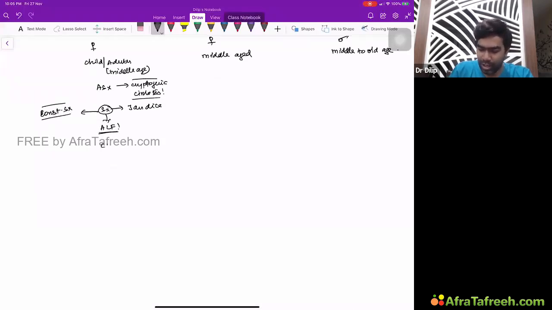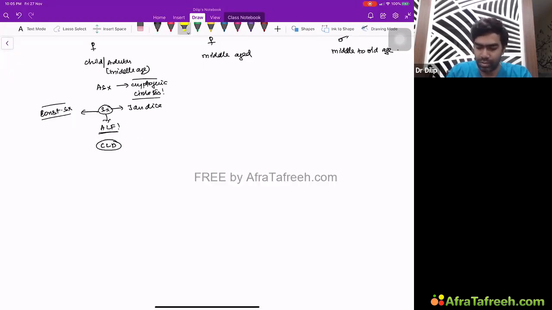Or they can come with chronic liver disease also. So in any way they can present. The presentation is completely variable. So asymptomatic presentation with cirrhosis, present just with constitutional symptoms, present with jaundice, can present with acute liver failure, or can present with chronic liver disease, which means the presentation is completely variable.